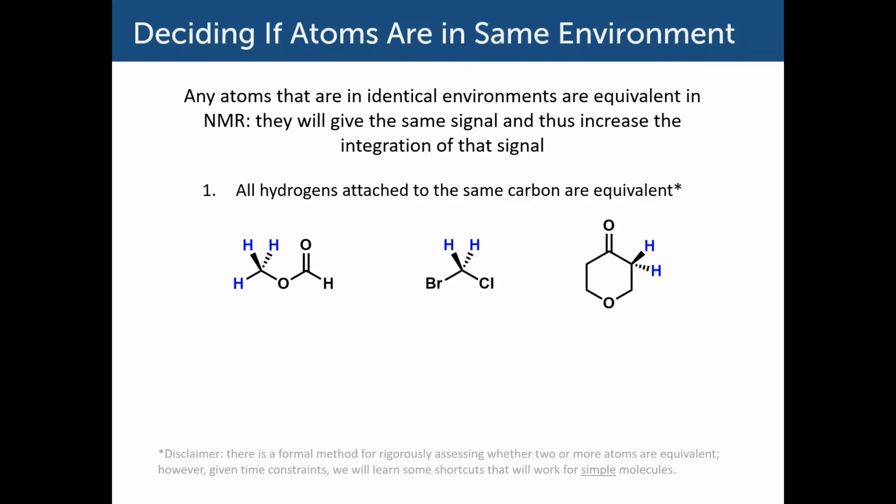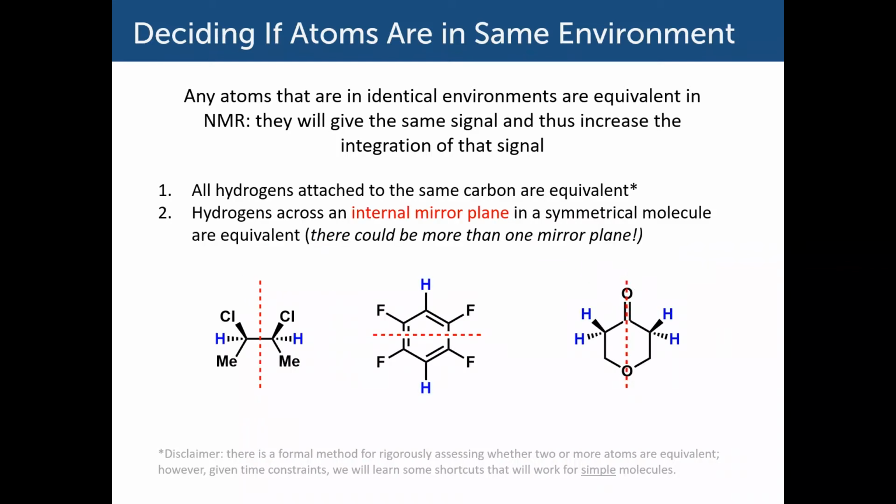Okay, so let's look at our second rule. This one's a little bit more complex, but you've actually thought about this at some level already. Hydrogens across what's called an internal mirror plane, essentially a place where you could cut the molecule in half and have two equal halves in a symmetrical molecule, are equivalent. So these hydrogens that are across an internal mirror plane are equivalent to each other. You can see three examples here. The mirror planes are shown with these red dotted lines. You saw this when you assessed meso stereochemistry last semester.